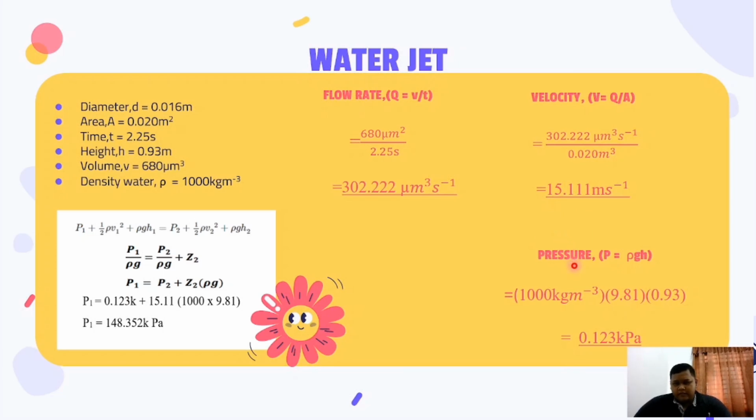Lastly, the calculation of the water jet is we calculate the pressure. We use the formula pressure equal to rho multiplied by g multiplied by h. That I mentioned before this, the density of water that we use is 1000 kilogram per meter cube. So we multiply 1000 and we use the gravity 9.81, and the height that we get is 0.93. So the pressure for the water jet is 0.123 kilopascal.